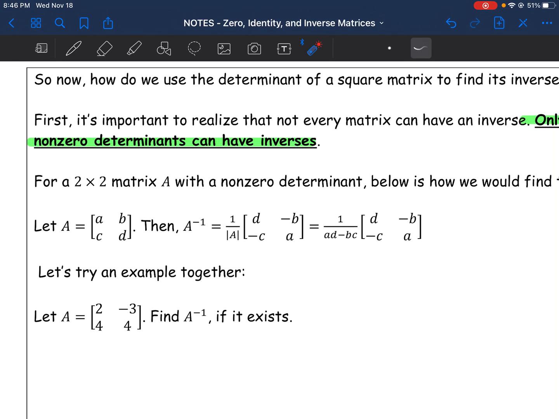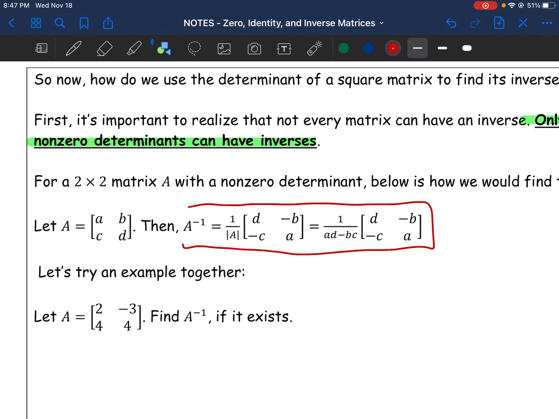Okay? But if we meet those conditions, if we have a non-zero determinant and we have a square matrix, then the inverse matrix, and this formula holds for a 2 by 2 square matrix A, let's say that A is A, B, C, D, then the inverse of A is going to be 1 divided by the determinant times the matrix where we switch the positions of A and D, and we change the signs of the entries B and C. So let's go ahead and box this formula. We're going to be using this, and let's try an example together.